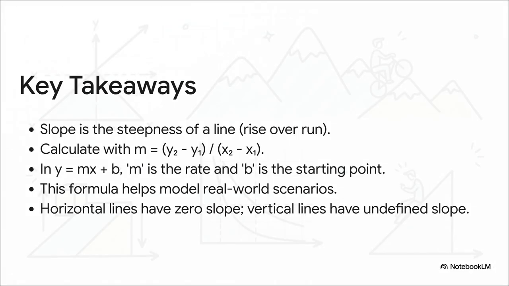So let's wrap this all up. Slope is just the rise over run steepness of a line. We can calculate it with that simple formula, and we can read it in the equation y = mx + b, where m is the rate and b is the start. This whole thing helps us model the world around us. And of course, don't forget our special cases. Flat lines have zero slope, and vertical lines have an undefined slope.